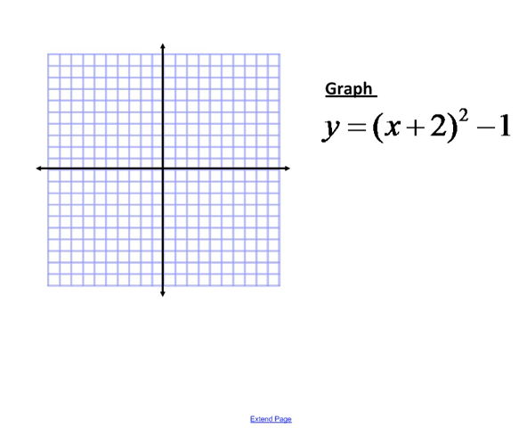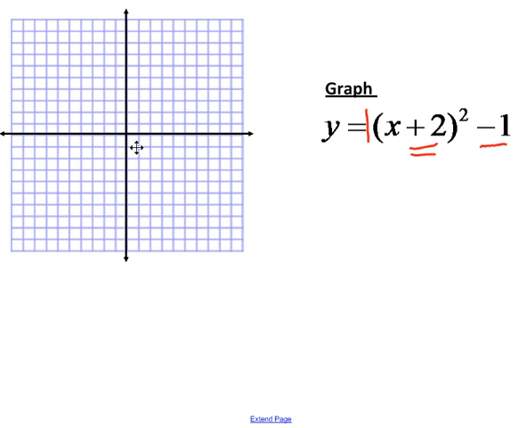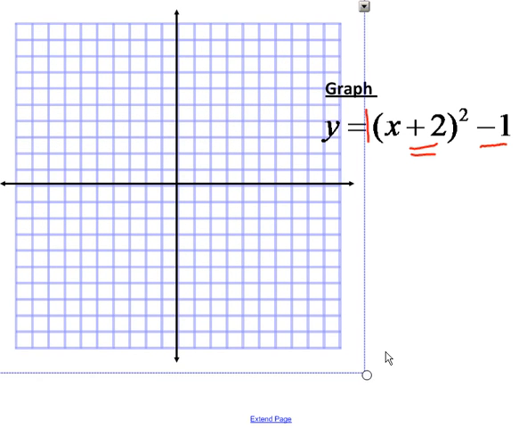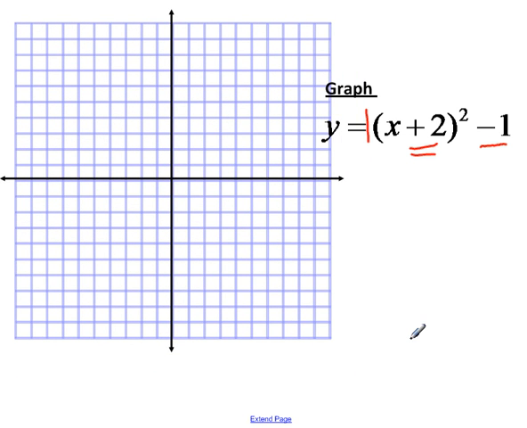Let's practice another one. We still have a coefficient of 1, so we know we have no shape change. This one has moved left 2 and down 1. So I'm going to make this graph a little bit bigger. Left 2 and down 1 from the origin. There's my vertex. Now I can go over 1, up 1. Over 2, up 1, 2, 3, 4.